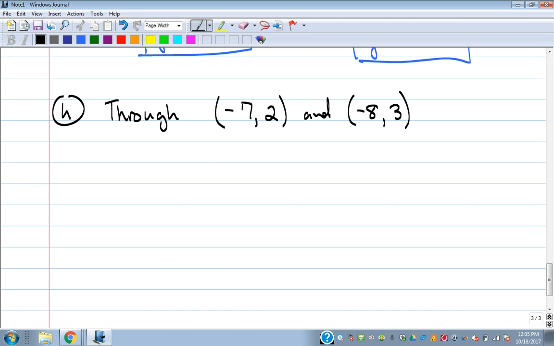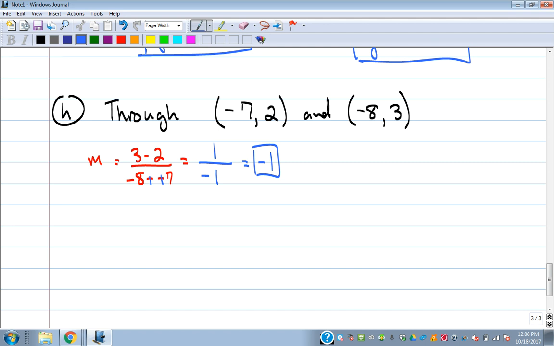So the first thing we should do. Two negatives make a positive. So 3 minus 2 is 1. -8 plus 7 would be -1. So the slope is just -1. Okay, so that's just setting up the slope formula, y2 minus y1 over x2 minus x1. So we know the slope is -1.